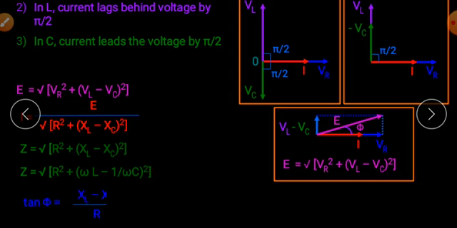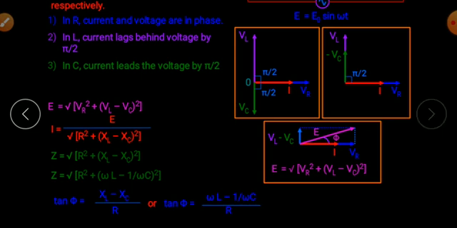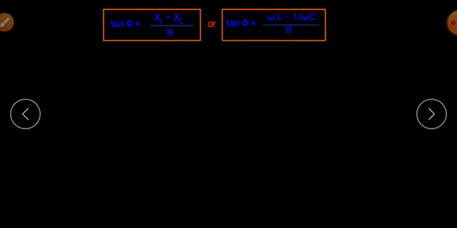And tan phi equals (XL minus XC) upon R, or we can write tan phi equals (omega L minus 1 upon omega C) upon R.